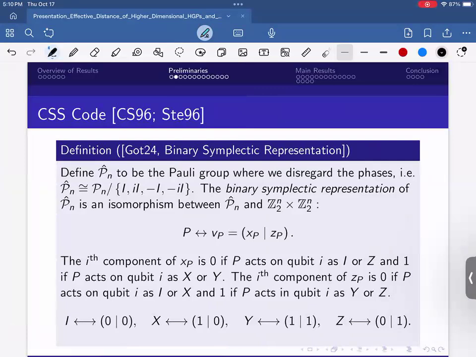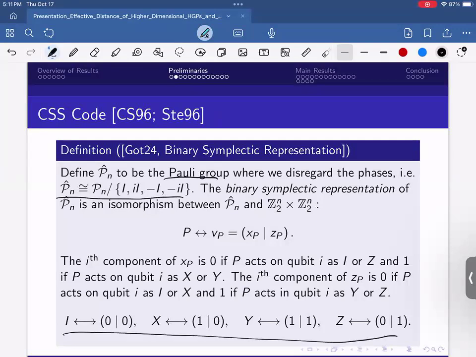This is just basic definitions. I'm not going to explain too much about it. It's just saying that there's a representation that we can use for the Pauli group after we mod out the phases. So after you mod out the phases, you can write it something like this.